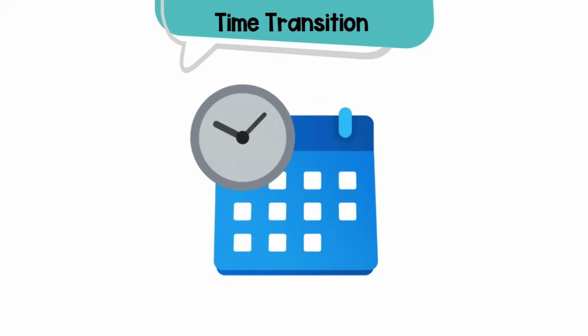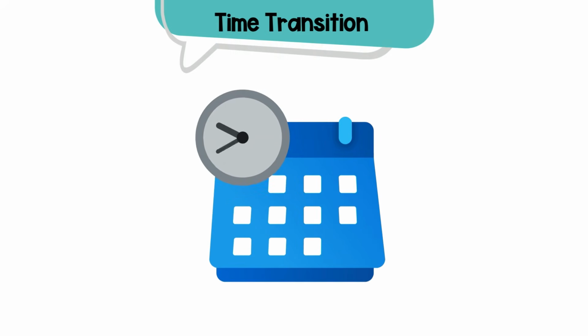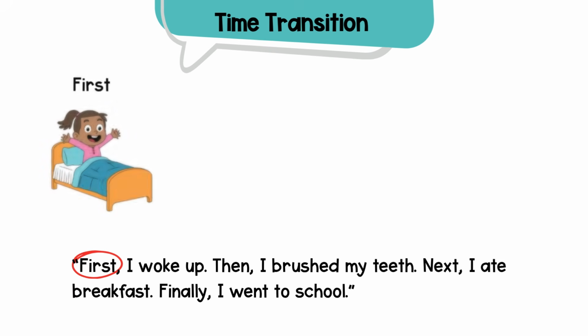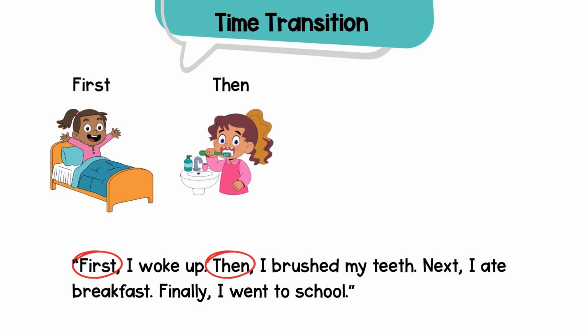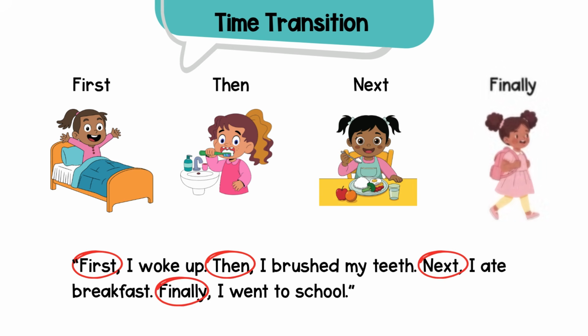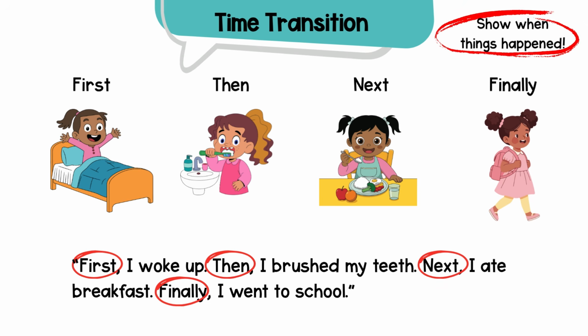Our first type of transition words are called time transition. Imagine I'm telling a story. First, I woke up. Then I brushed my teeth. Next, I ate breakfast. Finally, I went to school. Do you hear how those words, first, then, next, finally, tell the order things happened? They're called time transition words because they show when things happen.